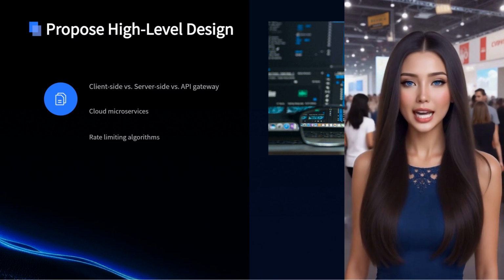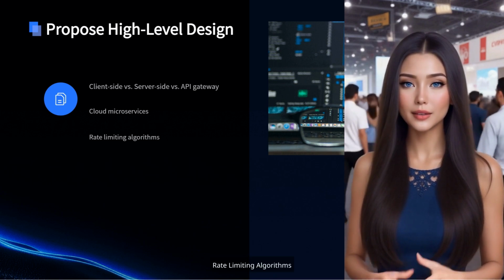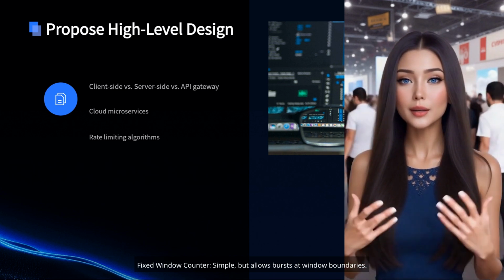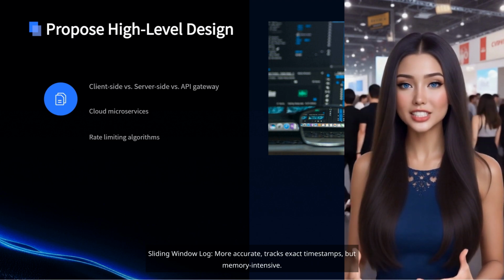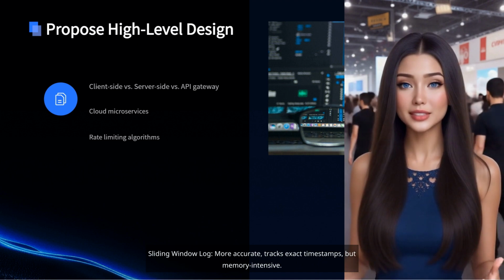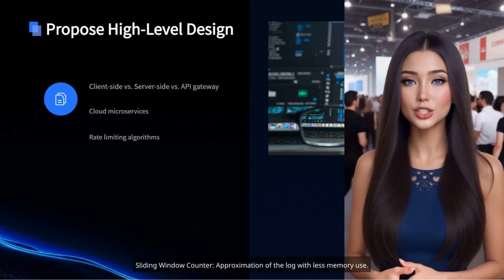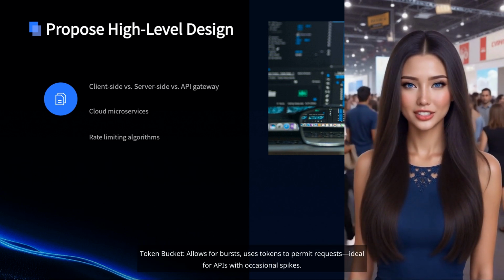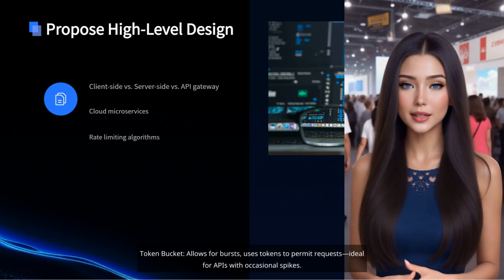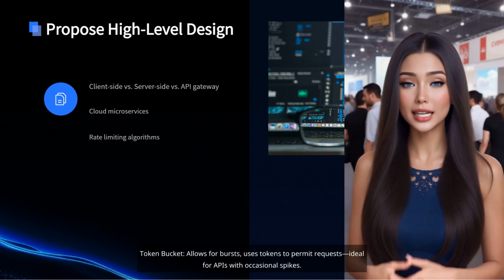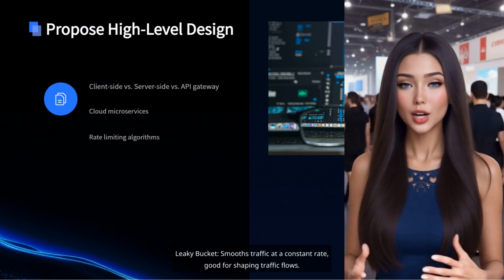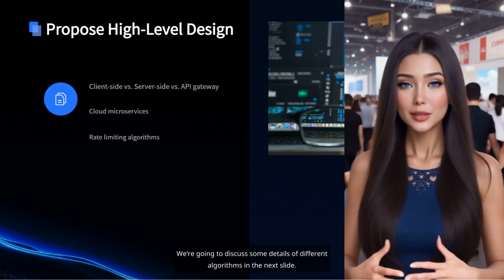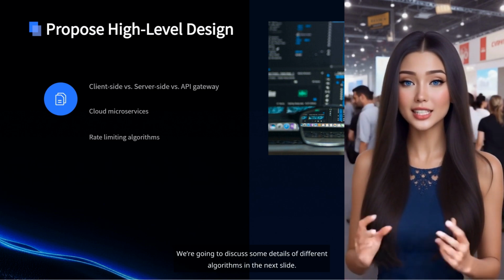3. Rate limiting algorithms. Fixed window counter: simple, but allows bursts at window boundaries. Sliding window log: more accurate, tracks exact timestamps, but memory intensive. Sliding window counter: approximation of the log with less memory use. Token bucket: allows for bursts, uses tokens to permit requests, ideal for APIs with occasional spikes. Leaky bucket: smooths traffic at a constant rate, good for shaping traffic flows. We're going to discuss some details of different algorithms in the next slide.